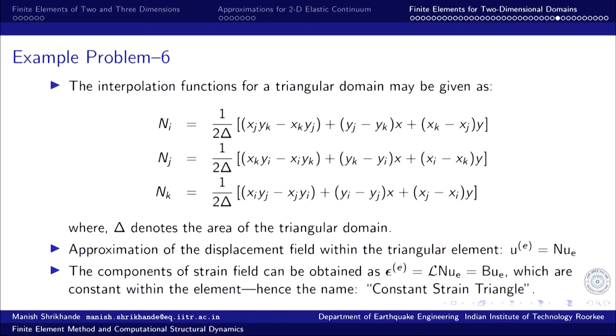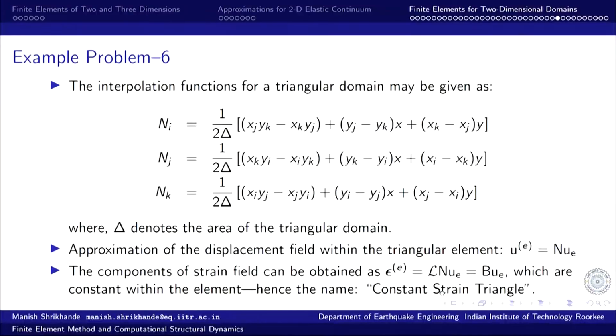So, the strain field is constant over the entire element. Epsilon x x is constant over the entire element, epsilon y y is constant over the entire element, and similarly gamma x y is also constant over the entire element, and hence the name constant strain triangle or CST, that is often used in place of the 3 node triangle element.